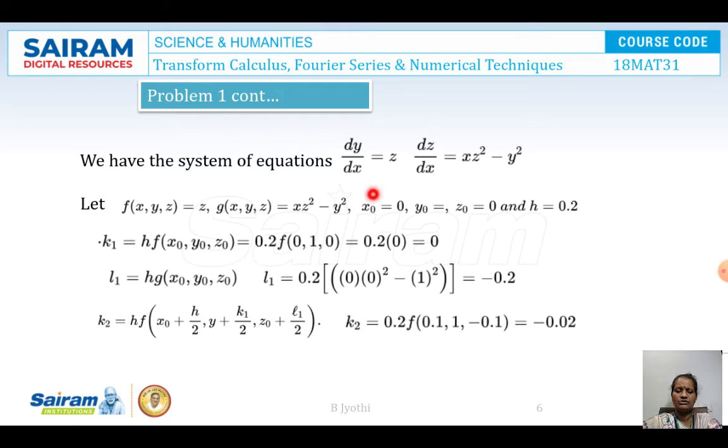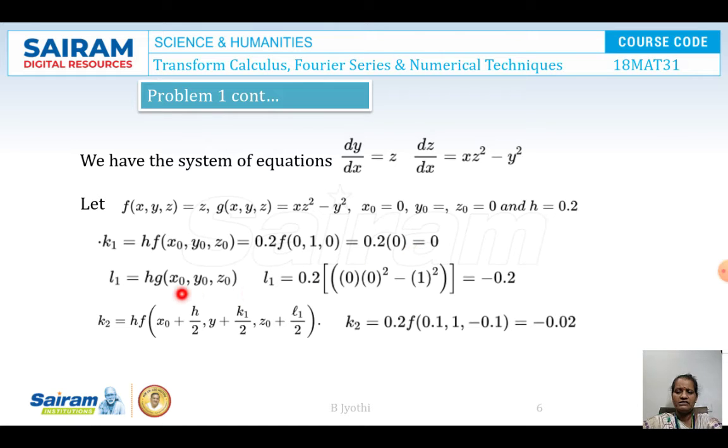x naught is 0, y naught is 1, z naught is 0 and h is equal to 0.2. So k1 value is h into f of x naught, y naught, z naught, that is 0.2 into f of 0, 1, 0. Since f is nothing but only z, whatever the z value is there is multiplied with 0.2. So 0 into 0.2 will be 0.